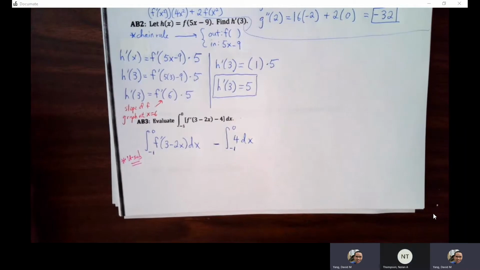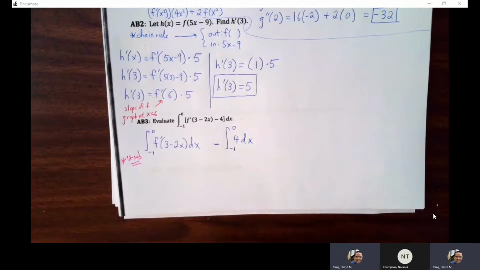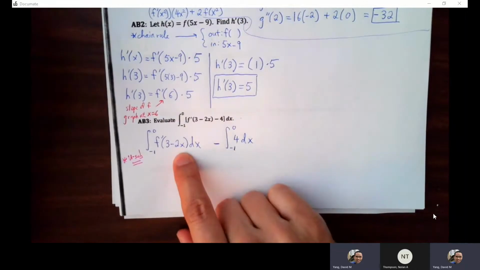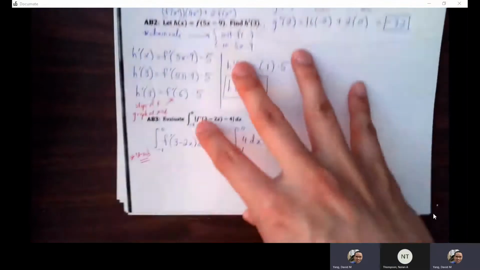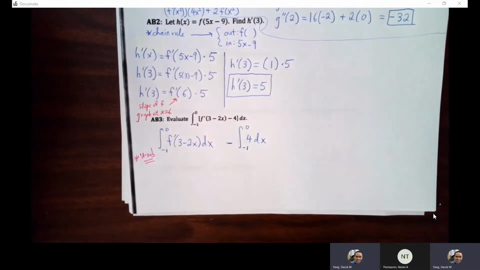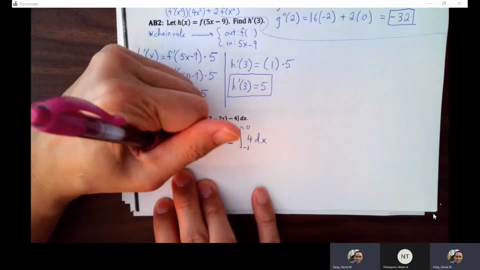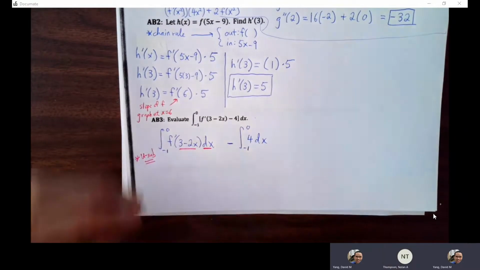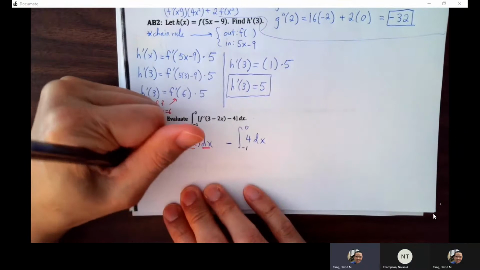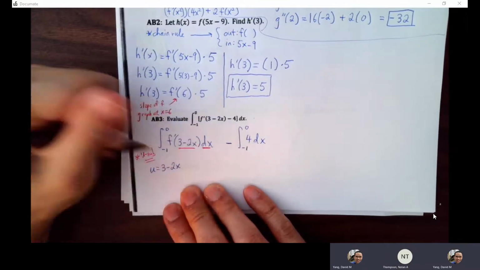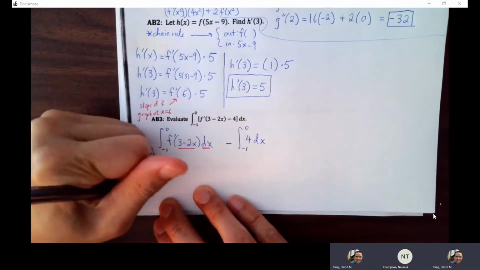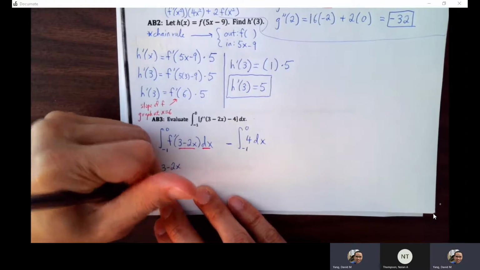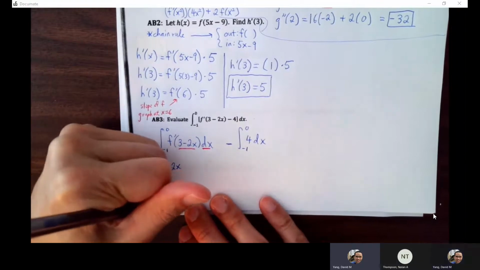Our U value is going to be the portion inside the parentheses, and the hope is that we can get this to be a little cleaner so that we can actually have some version of f prime show up, because right now it's just too complex for us to know what to do with the graph. So we'll go through U substitution, replace the 3 minus 2x as the U value, and solve for dx. Cross multiply.